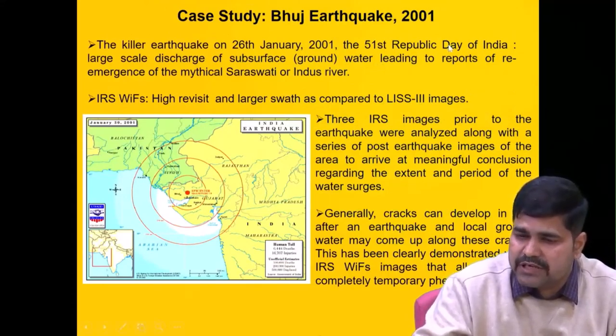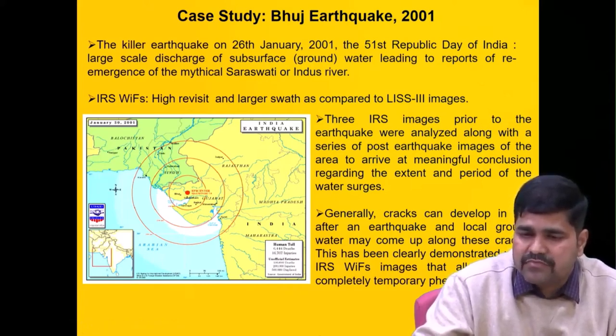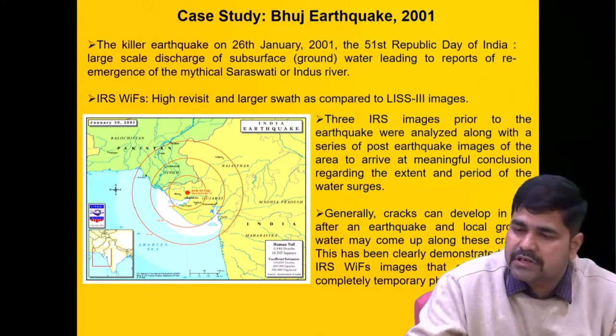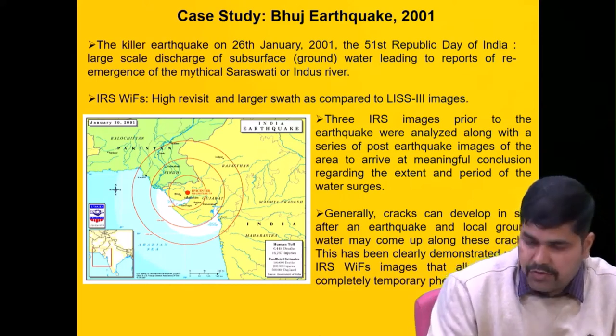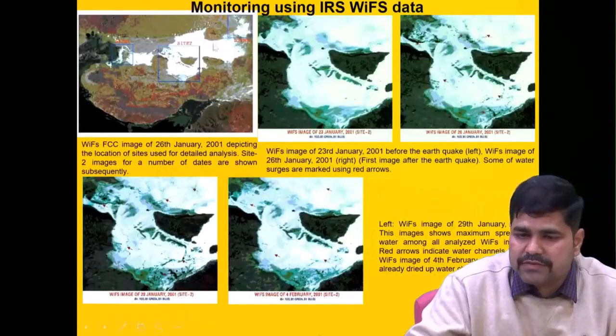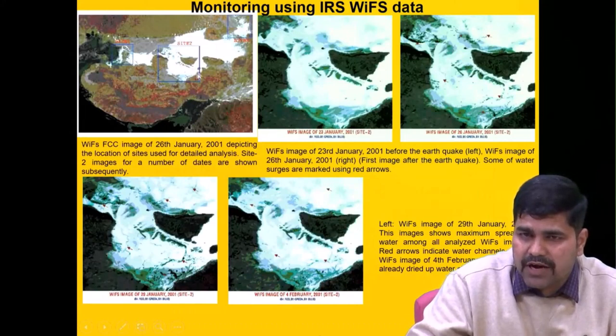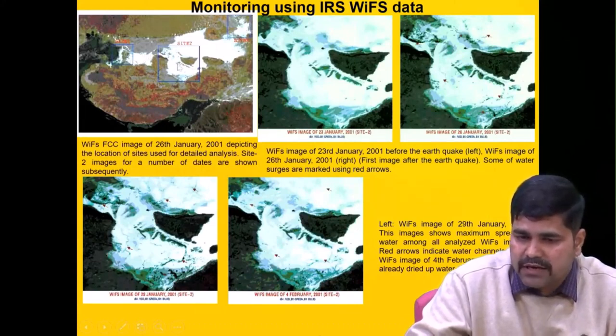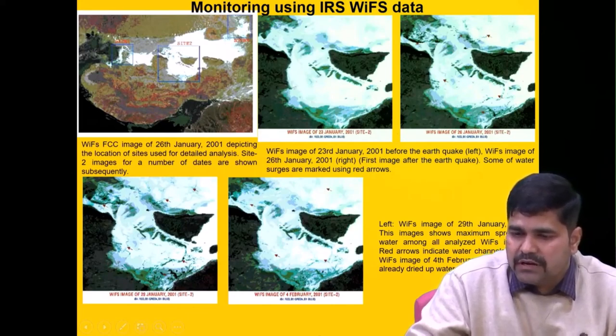So, the exercise that we did in the Bhuj earthquake of 2001, long back, that happened on the 26th of January, on the morning of the 51st Republic Day of India. Please look at this photograph very carefully, it is the Rann of Kutch. I hope you understand the Rann of Kutch. And on one of these sides, if I zoom in, 26th is where the earthquake happens. On 23rd January, you see all these salt plains or land.